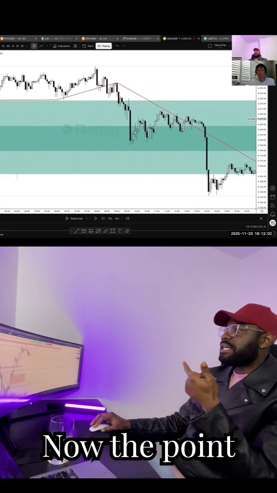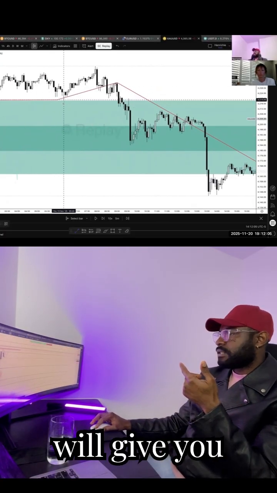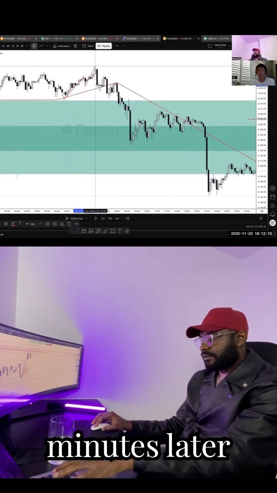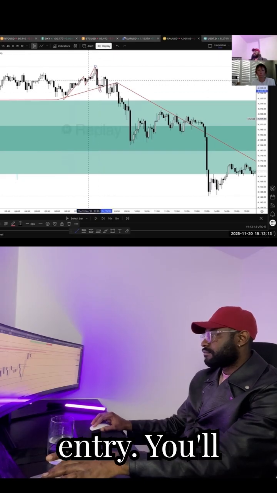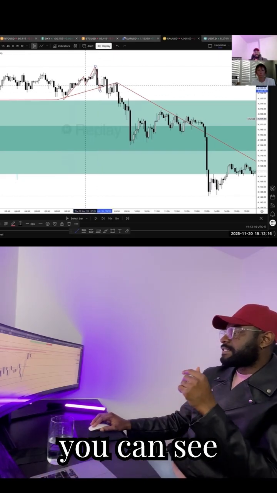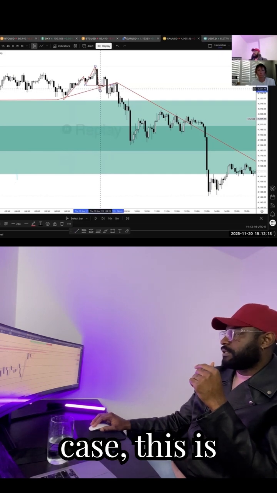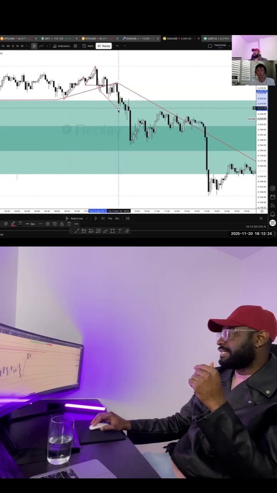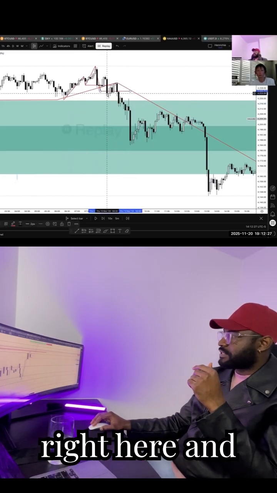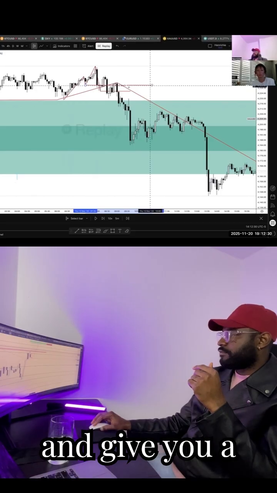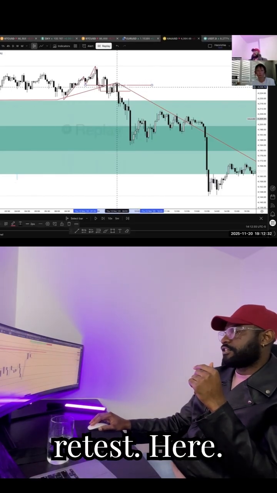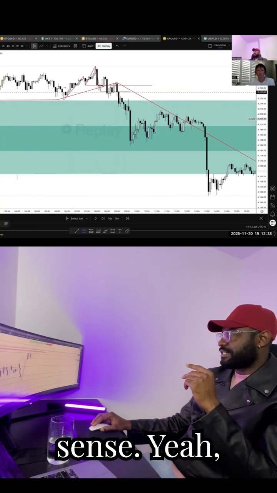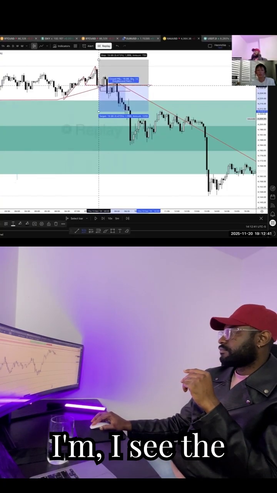Now, the point of doing time frame alignment is because it will give you a better entry. And a lot of the times when even the 15 minutes, 30 minutes won't give you an entry, you'll still be in the trade. Now you can see that in this case, this is the low and this was the candle closure right here. And price came back and gave you a perfect retest here. I don't know if it's making sense. Yeah, I see the perfect entry.